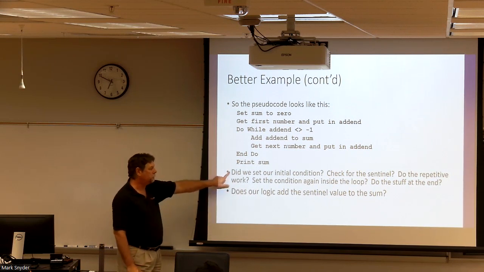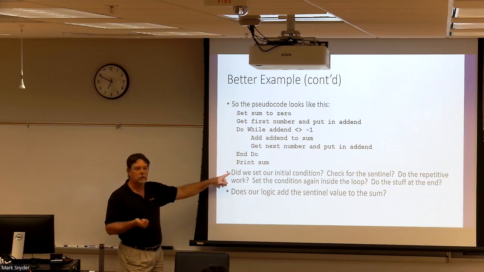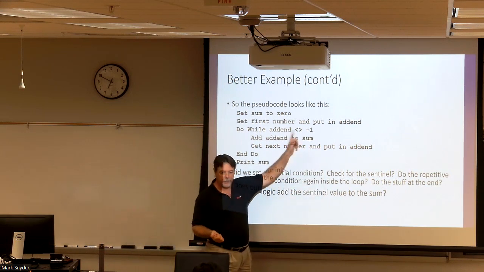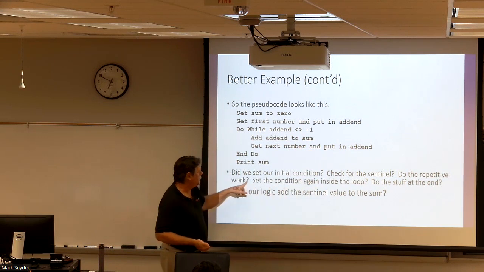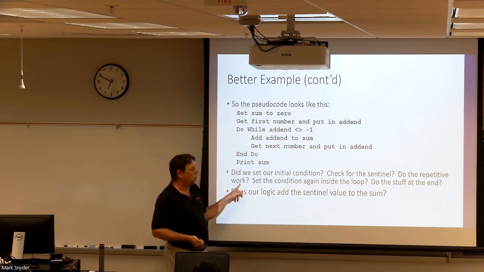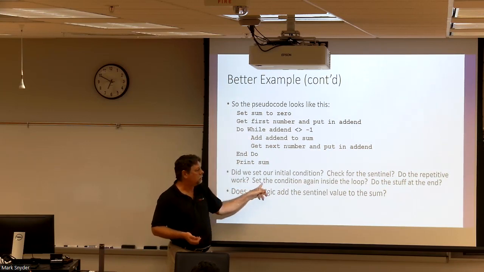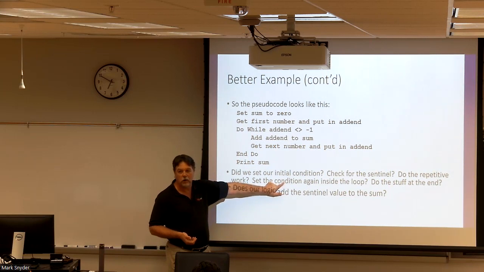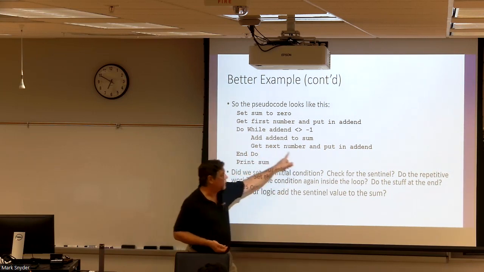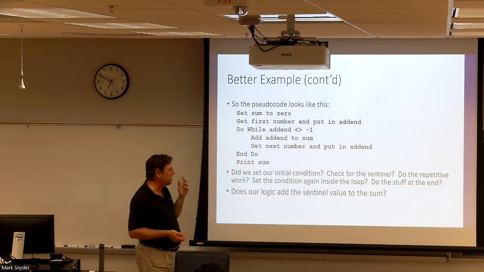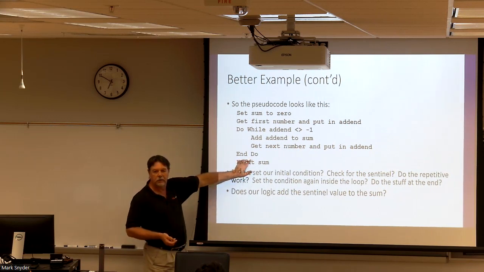Okay, so our checklist. Did we set our initial condition? Yes. Did we check for our sentinel value? Yes. Does the repetition work? Well, I guess it does. If I set my condition again somewhere inside the loop? Yes, I'm going to change the value of add-in, getting the next value from the user. So I changed my loop condition. And did I remember to do the stuff at the end after I exit the loop? Yes.